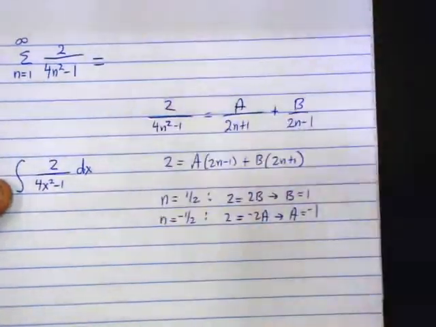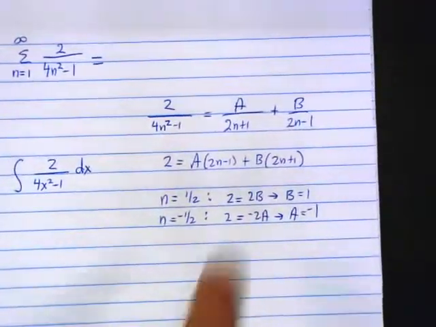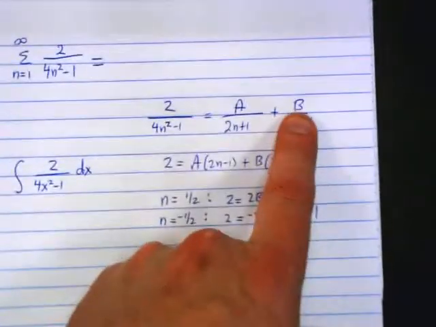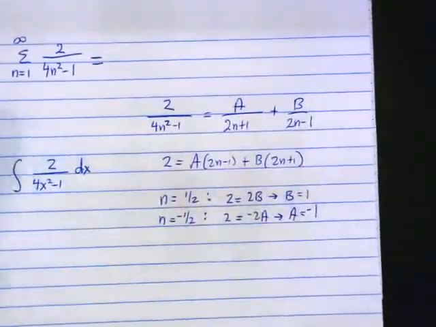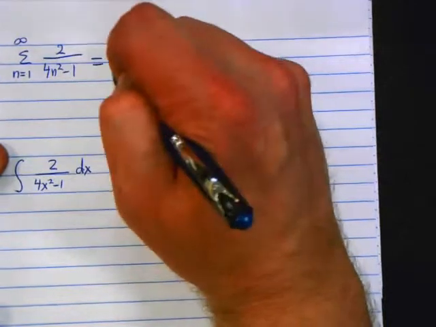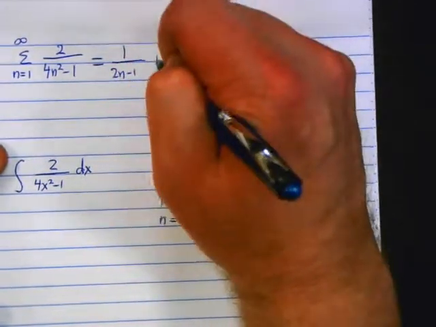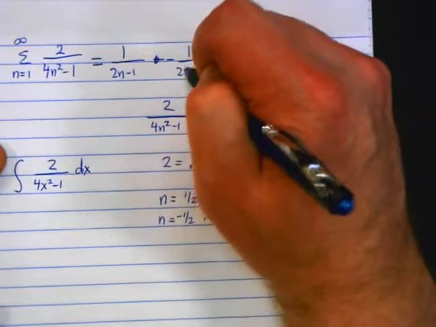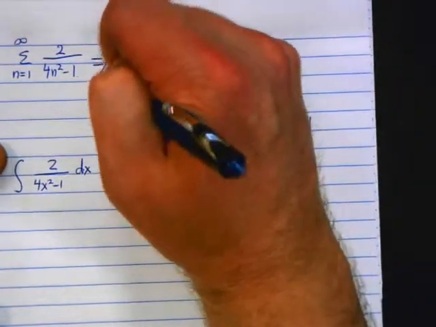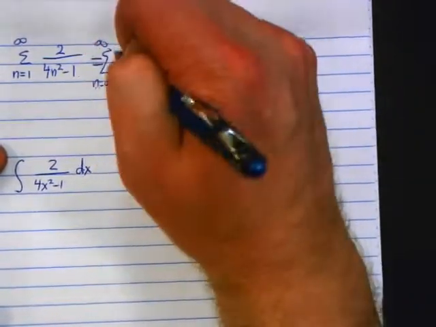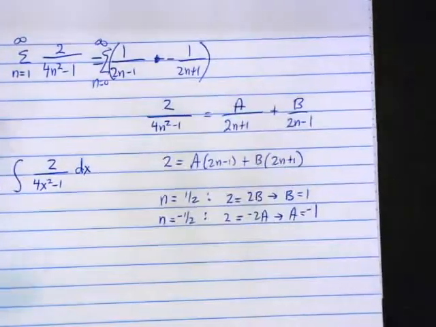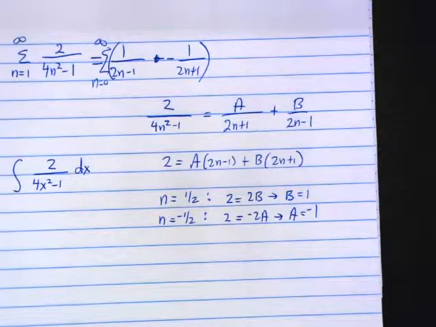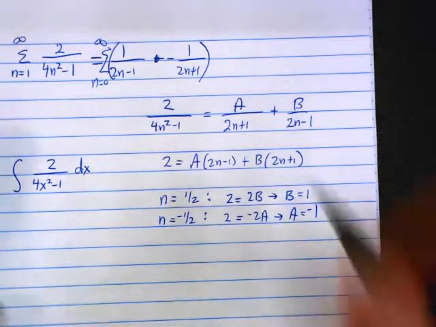All right, so I'm going to rewrite this. The positive one we usually put first. So since b turned out to be positive, I'm going to write that one first. 1 over 2n minus 1, minus 1 over 2n plus 1. Now what you do is you plug in a couple of numbers and make sure it really is telescoping.